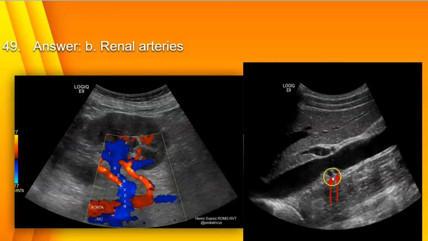Typically behind the inferior vena cava, you're going to have one renal artery. In this patient, they have duplicated renal arteries, as you can see here, going off the aorta. So this is a good way to see whether the person has a single or duplicate renal artery. Some people even have 3.